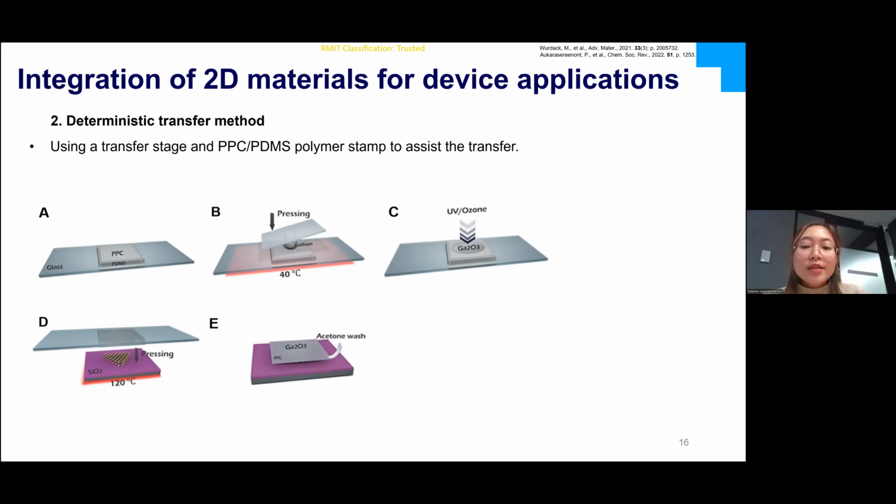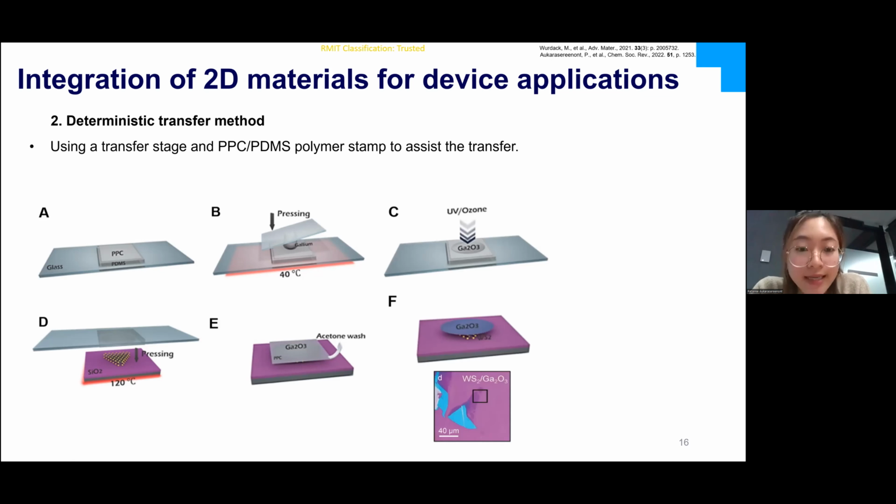Then once we bring the stage down, we separate the stamp from these structures. The next step is to get rid of the PPC residue that would still be left on top of the substrate by cleaning with acetone, IPA, and ethanol respectively. And this is the result that we are after.